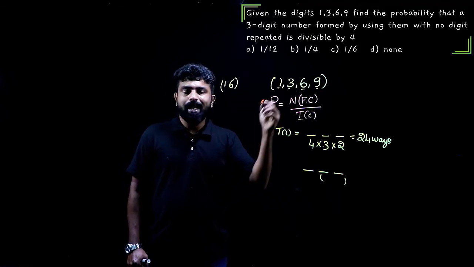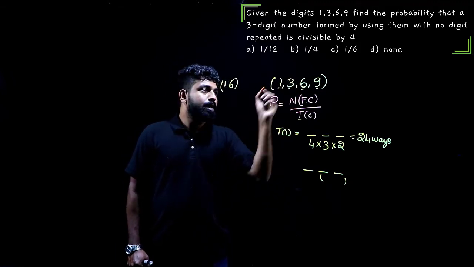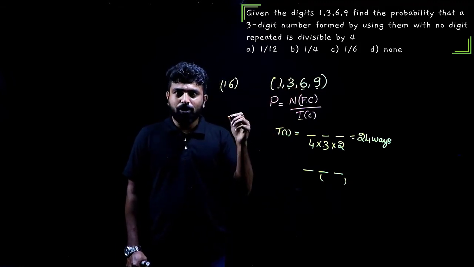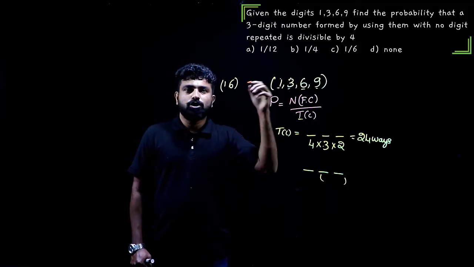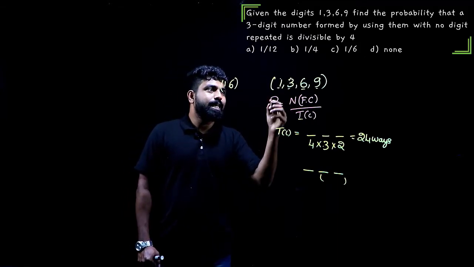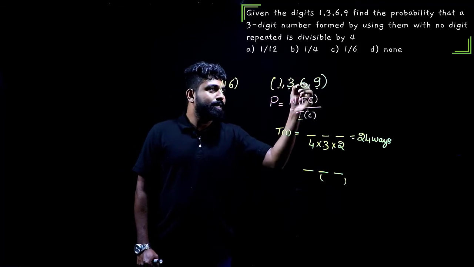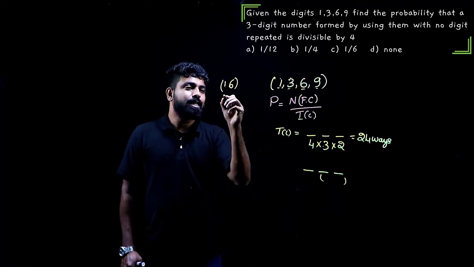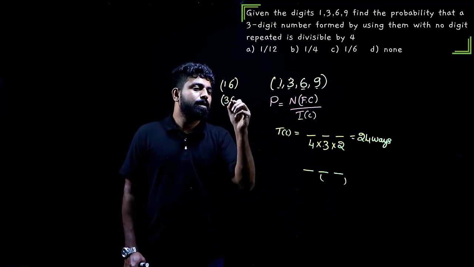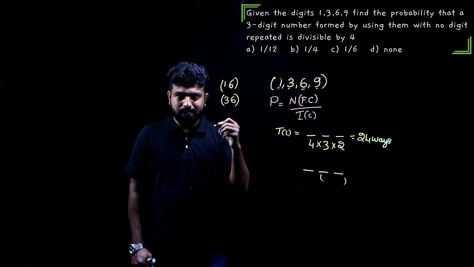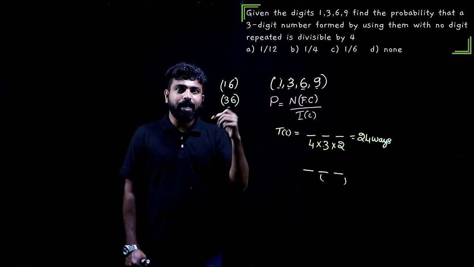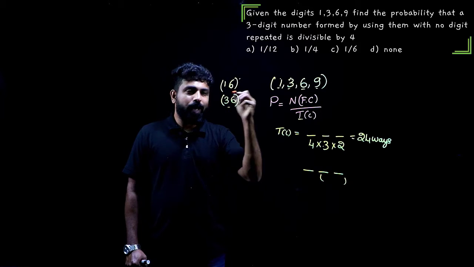So let me move on to my next term here. 3 and 1. Is 31 divisible by 4? No, 31 is not divisible by 4. Hence I can't be using 31. What about 36? Yes, 36 is divisible by 4. So I can be using 36. This can be my second way.